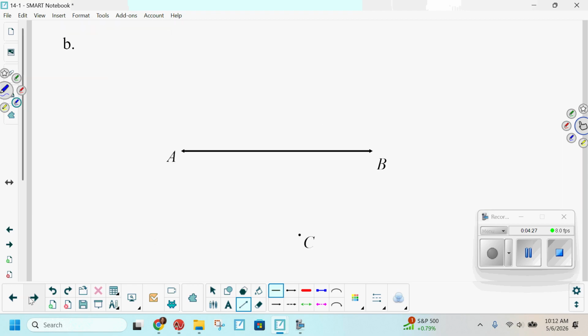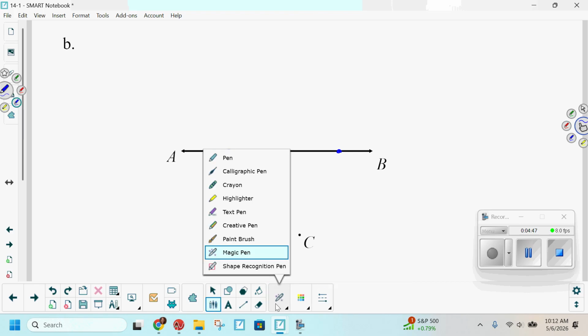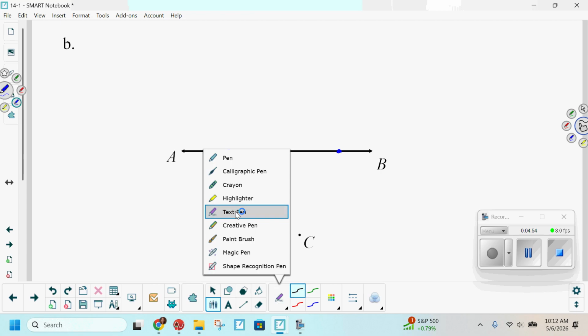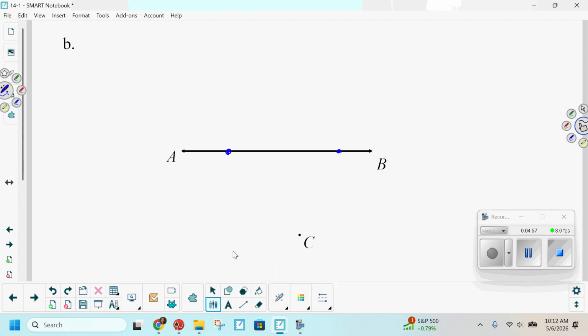So let's do that again. So we're going to take our pencil, and we're going to put points on AB. And I want to make these points here so that I can visualize, once again, the parallelogram. So I can see, oops, try that again here. Not text pen, I wanted magic pen, there we go. So I can look at this and I can say, okay, I can see how this is going to look.